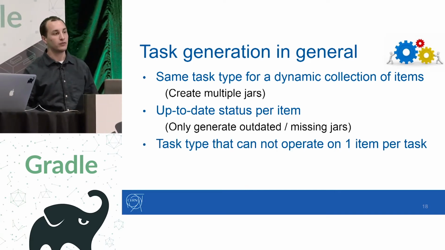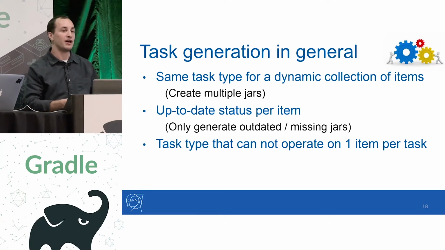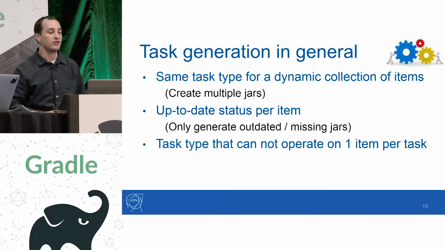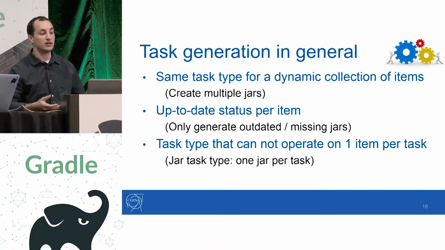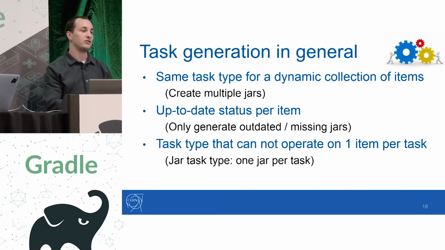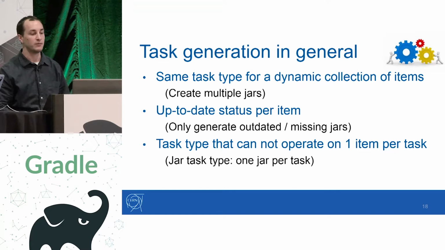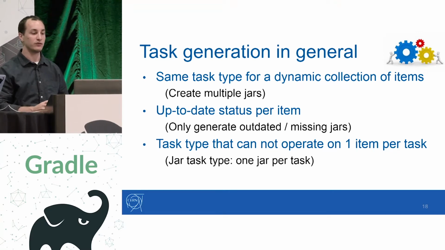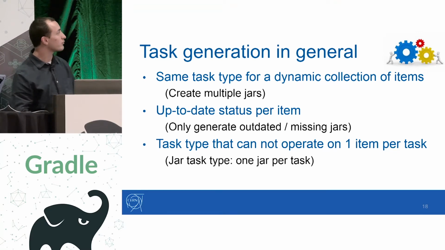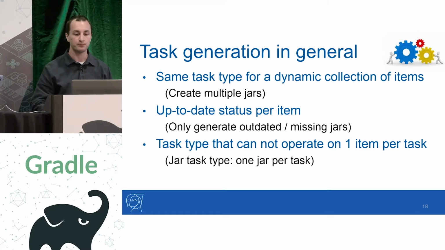And it's also useful when you have a task that is capable of handling only one item per task. So in our case, for example, the jar task can only generate one jar. If you need to generate multiple jars, you need to create multiple tasks. And this way, you can iterate through them easily. So this is something that we benefited from a lot, and it's probably worth remembering.